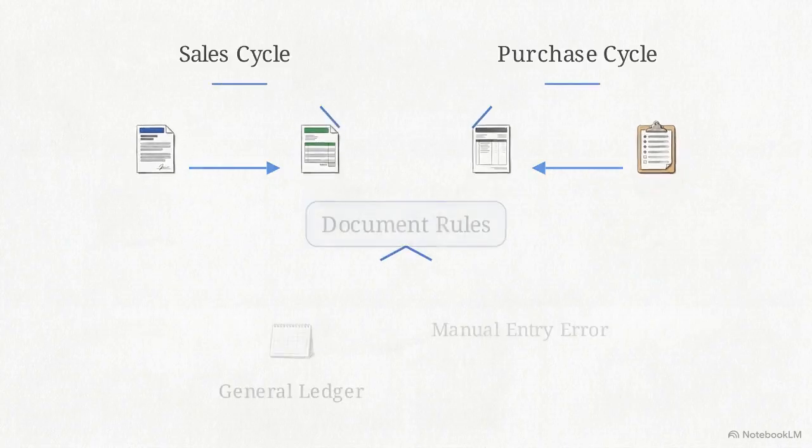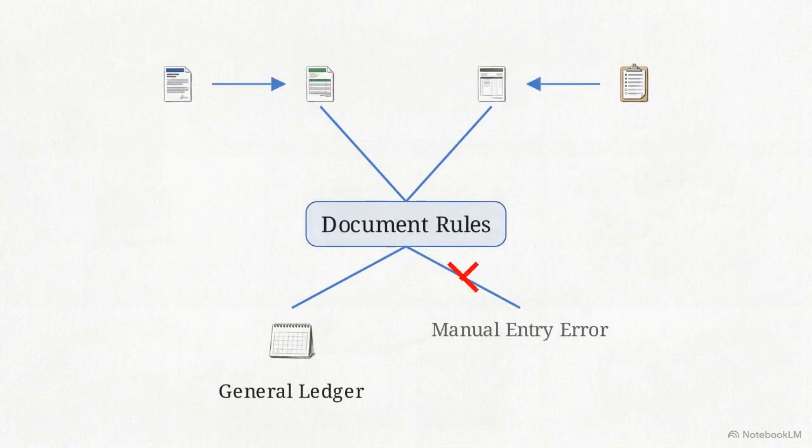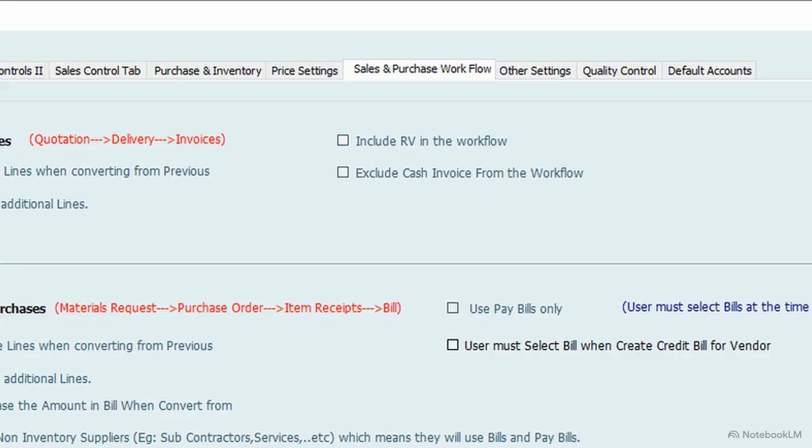These settings automate the enforcement of document rules, preventing common manual entry errors before they are recorded in the general ledger. Step 1 is navigating to the correct control panel. Open your default settings and click on the Sales and Purchase Workflow tab.